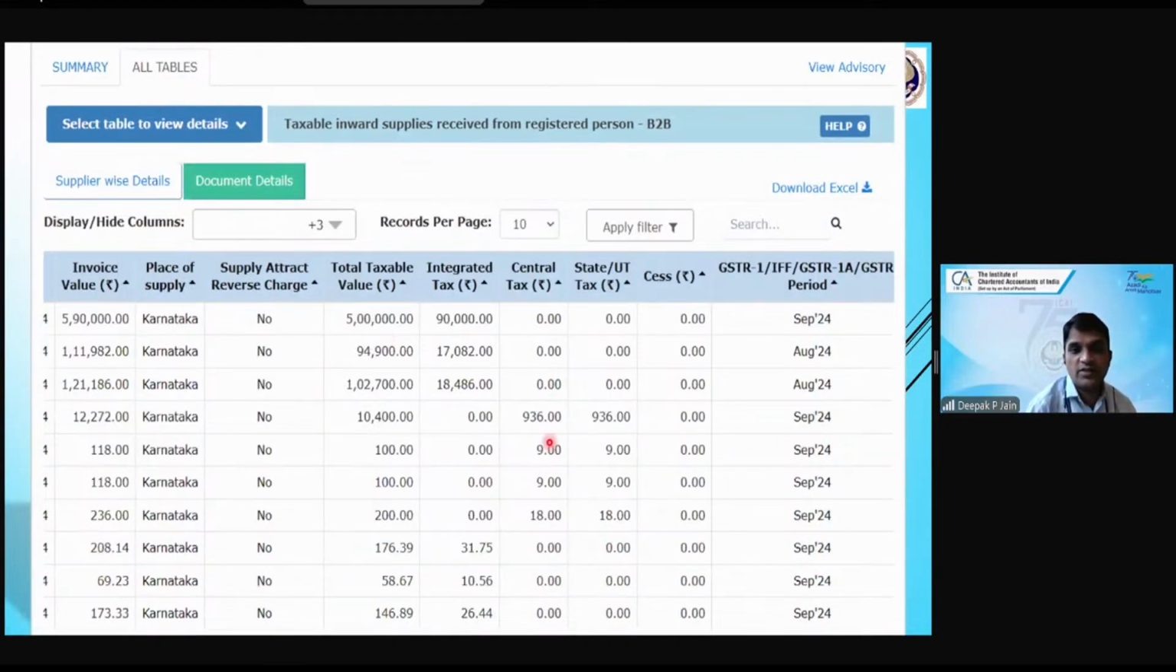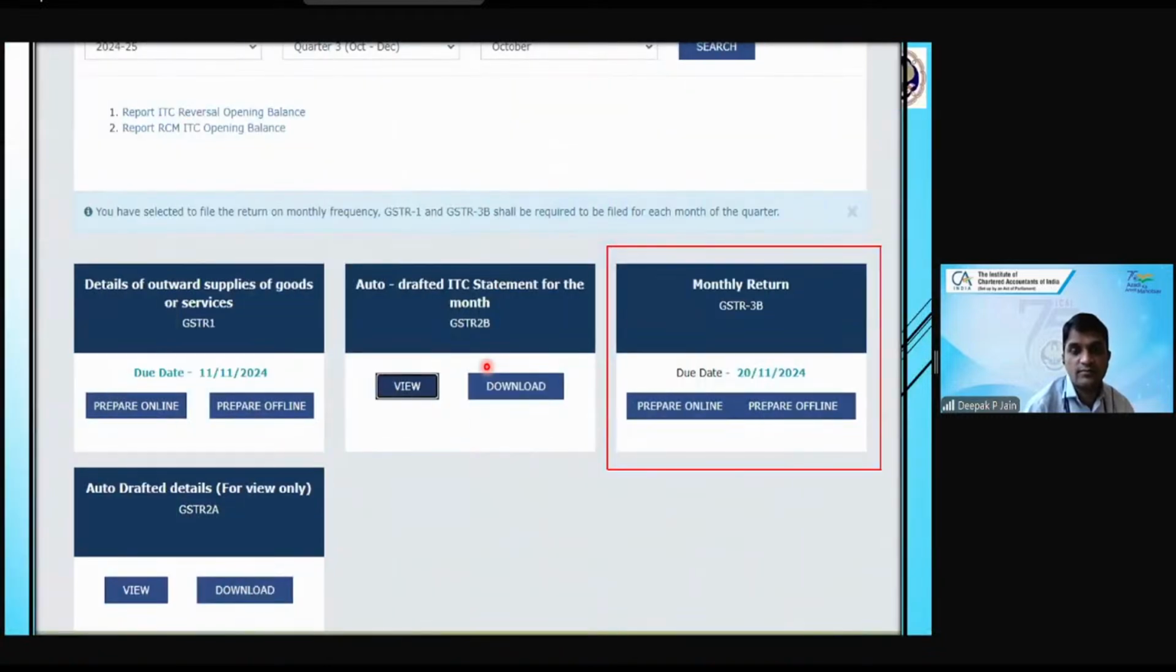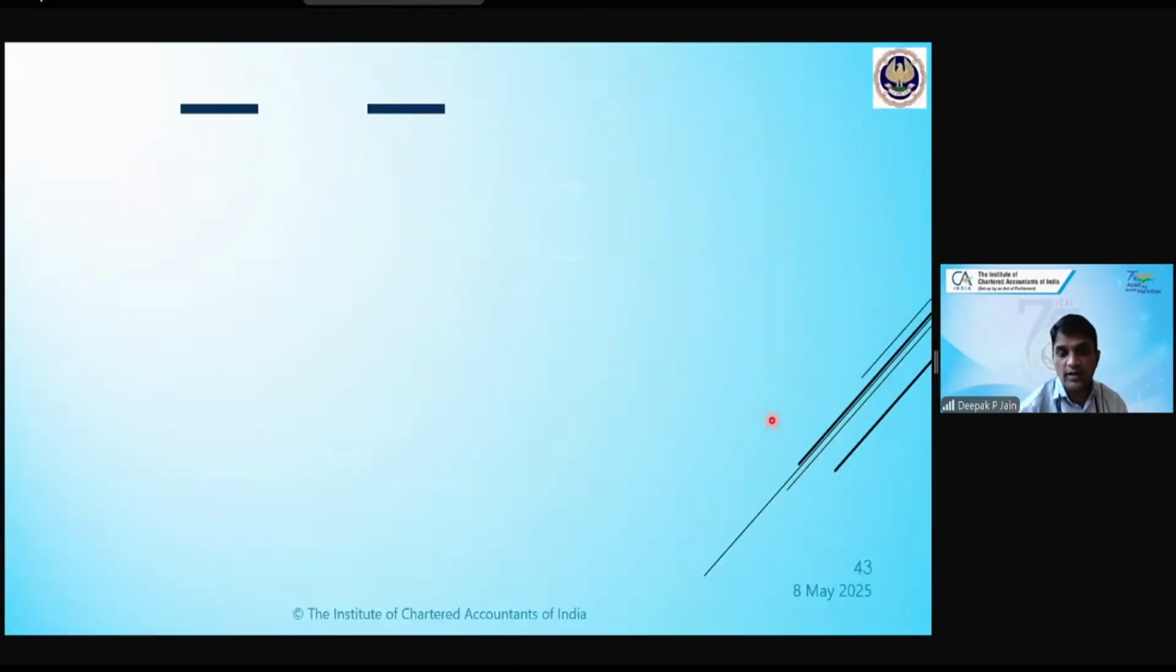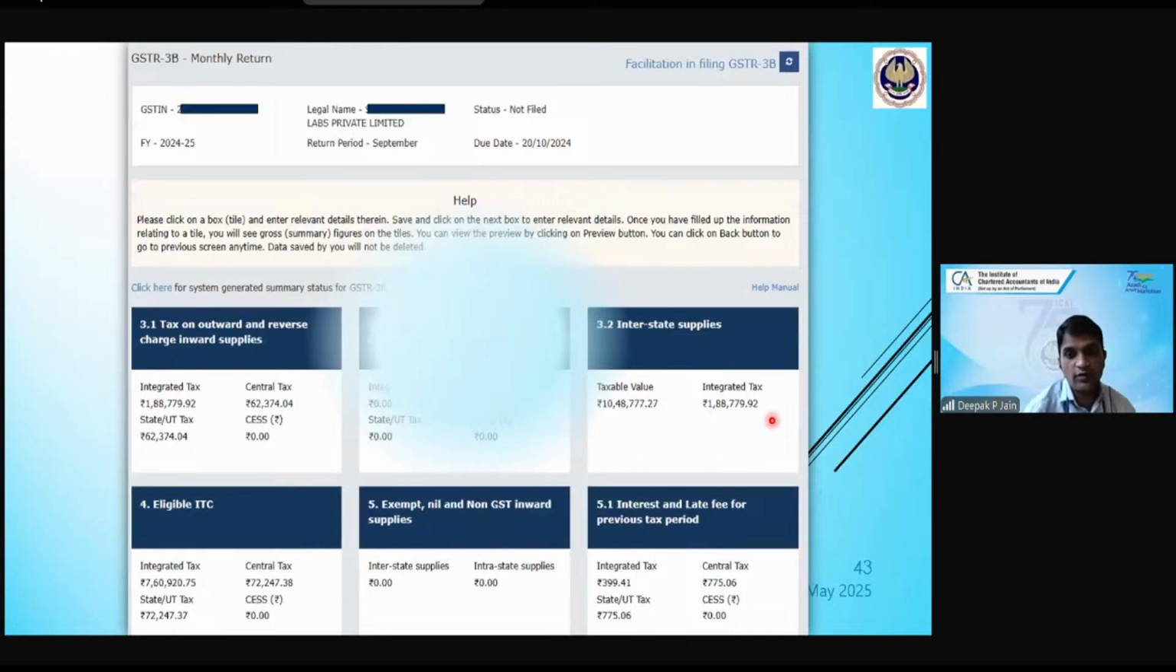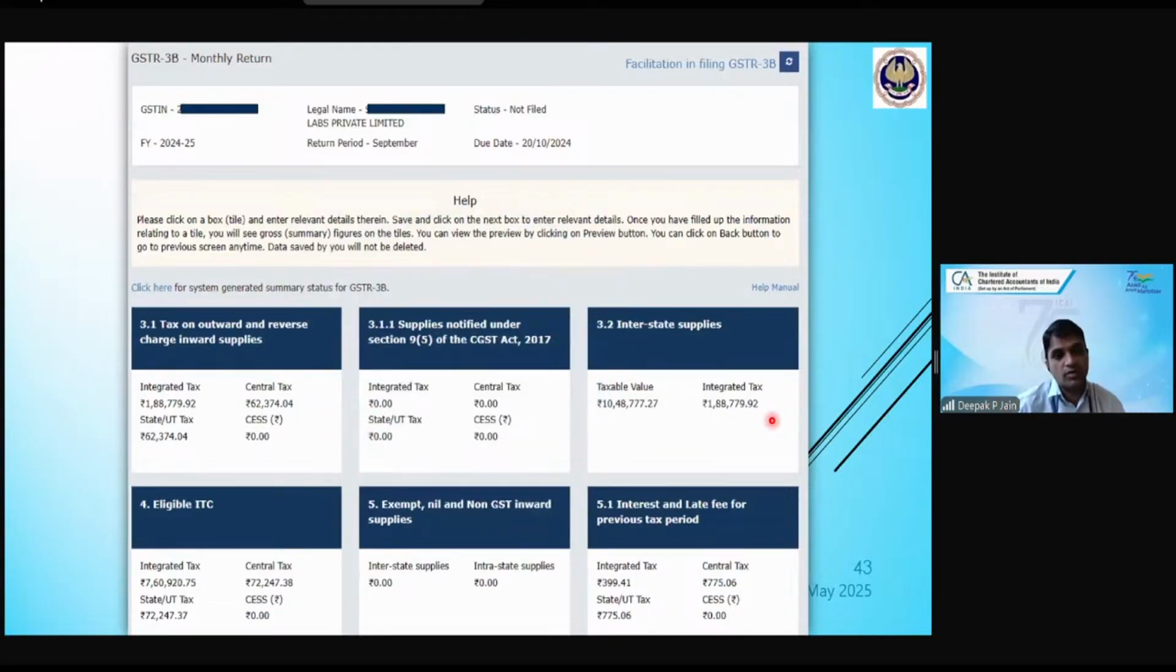So each party wise, you have to see the details, see the taxes, right? Then you have the option to see all of those things and file your monthly returns in your GSTR 3B. In your 3B, you have the option of prepare online and prepare offline. Either you can do offline and upload it or prepare it on the portal itself.